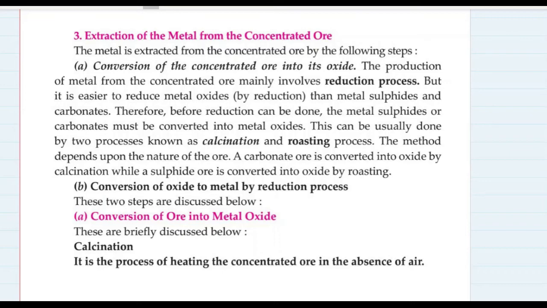And this can usually be done by two processes which are known as calcination and roasting, which I talked about earlier. So these are two processes which can convert metallic sulfides and metallic carbonates into their respective metallic oxides. The method depends upon the nature of the ore. Whether you will use calcination or roasting depends on the nature of the ore. Carbonate ore is converted into oxide by calcination. Always remember.